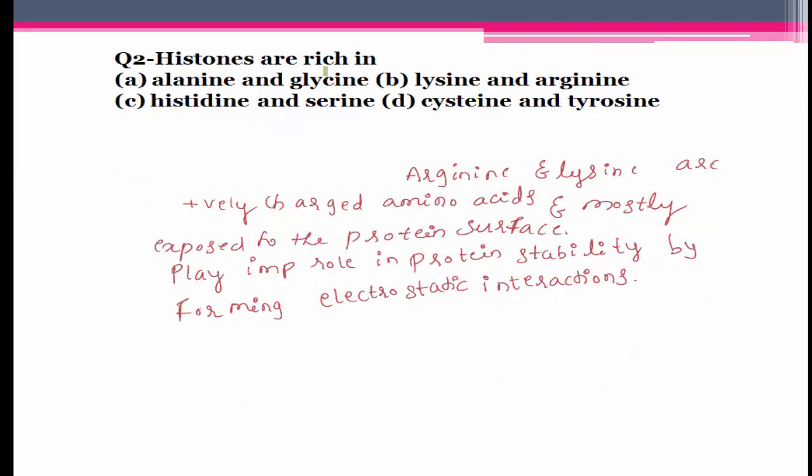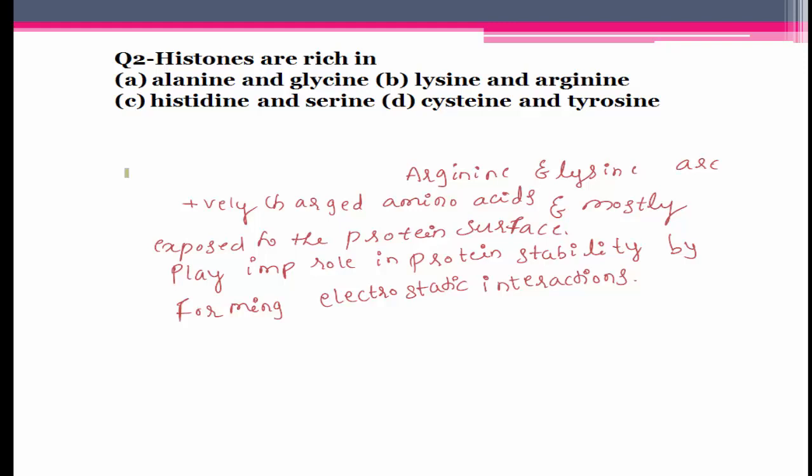Next one. The question is, histones are rich in. What are these histones? These are positively charged protein molecules which are involved in the formation of nucleosome when the DNA wraps around the histone octamer. The DNA has a negative charge due to the presence of a phosphate group.